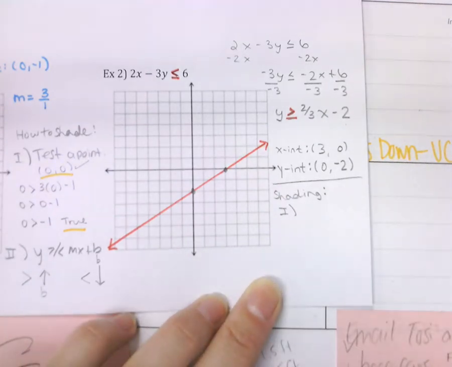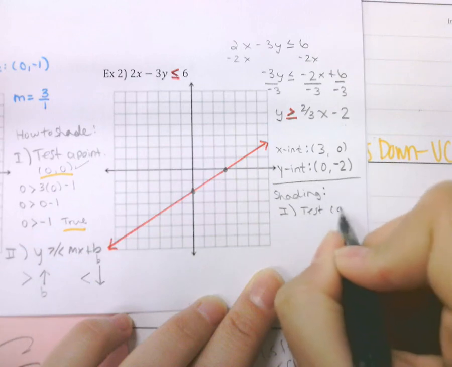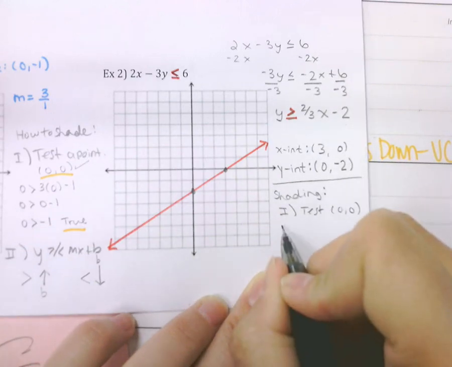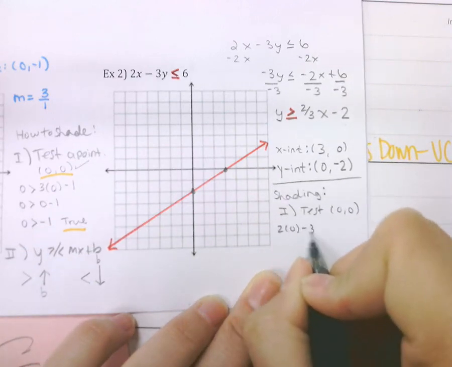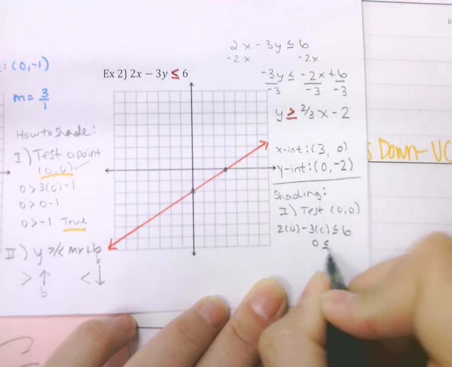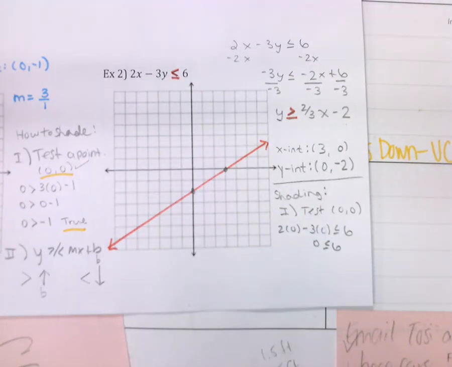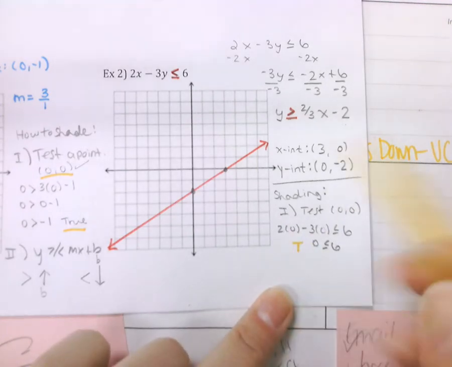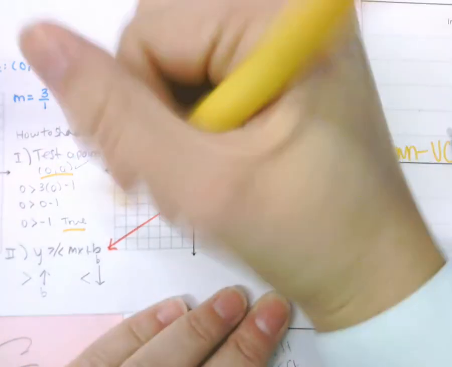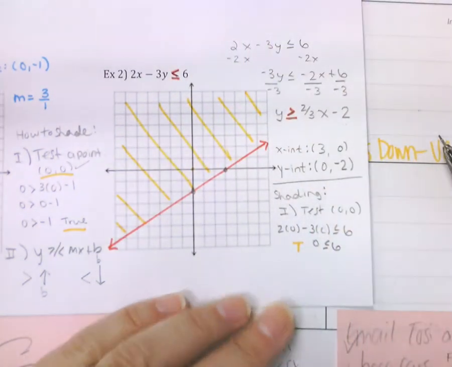So when it comes time to shade, you have two options. You can either test a point, like 0, 0. So you would plug in zeros. When you do that, you get 0 is less than or equal to 6. Is that true or false? That is true. This is 0, 0. That means it's a solution. We're going to shade in the direction of that point.